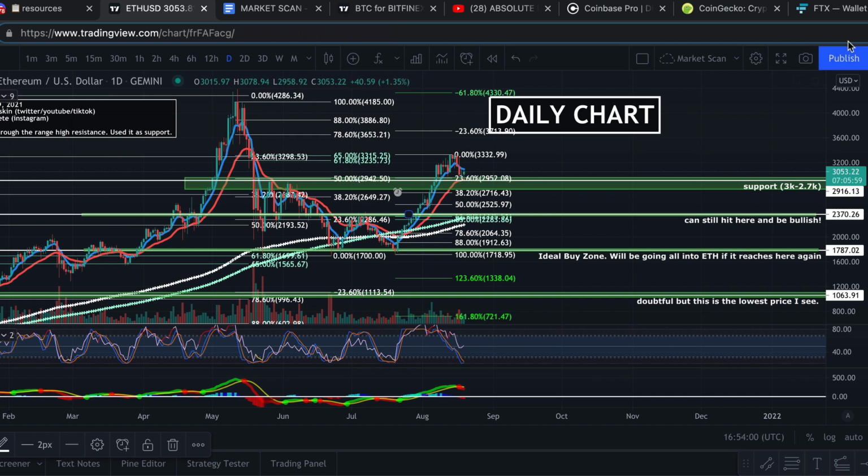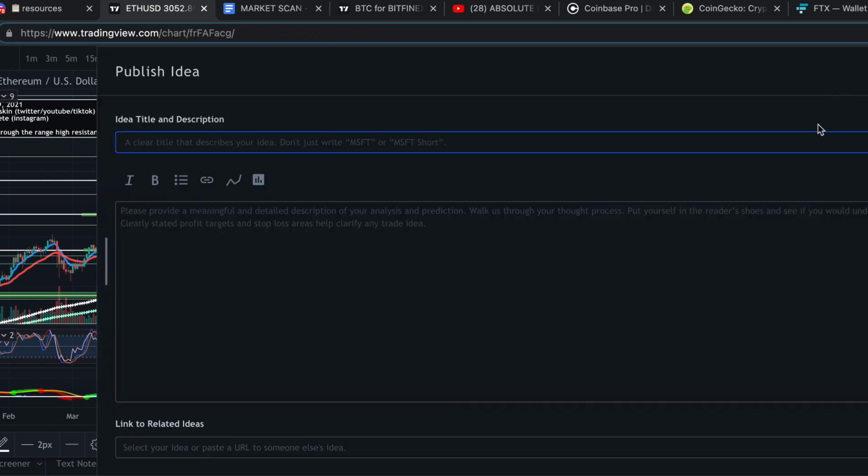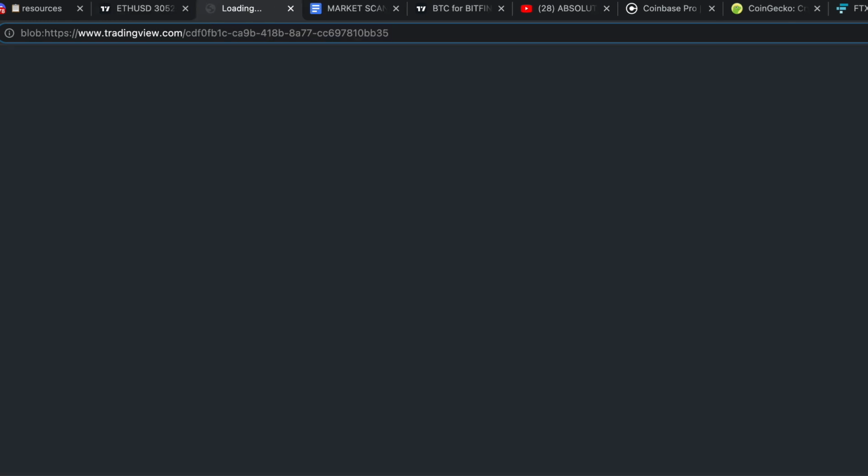So I'm going to publish this chart and this idea, and I'm going to add the alerts in so that the VIP members can get alerted when the prices get hit. So let me go do that, and I'll be right back.